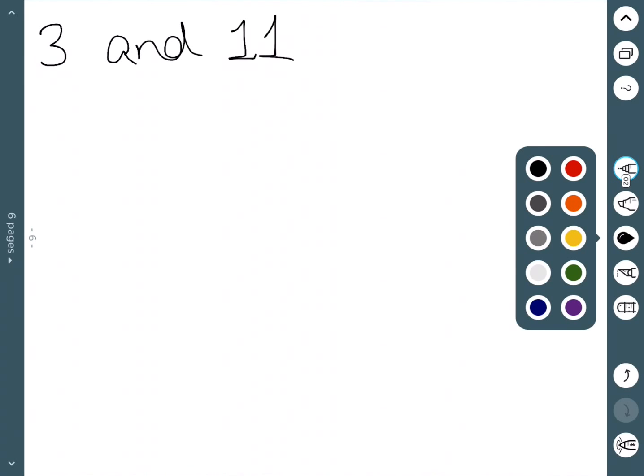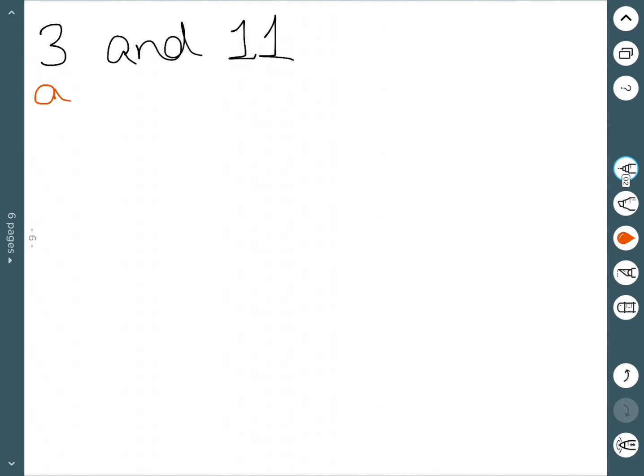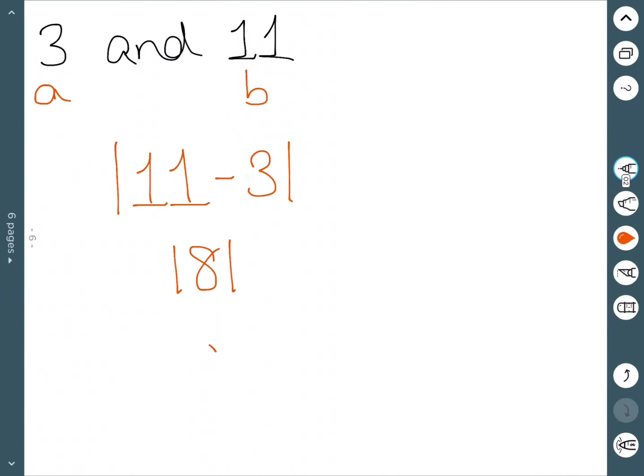Let's start first by finding the distance between 3 and 11. When we do this, we have one number that we call a and one number that we call b. Which one you call a and which one you call b will not actually matter. I now have the absolute value of b minus a, and 11 minus 3 is 8, and the absolute value of 8 is 8. So the distance between 3 and 11 is 8.